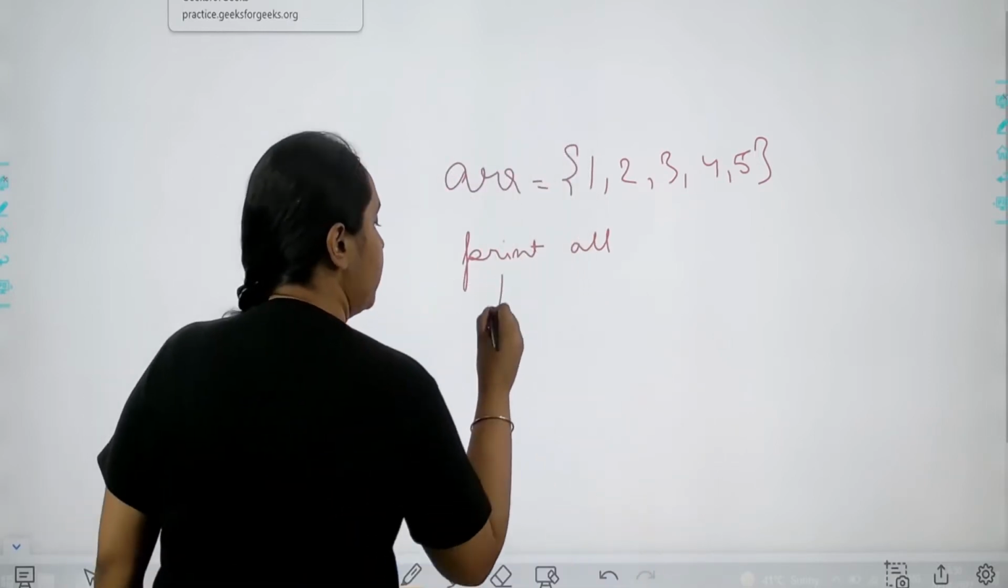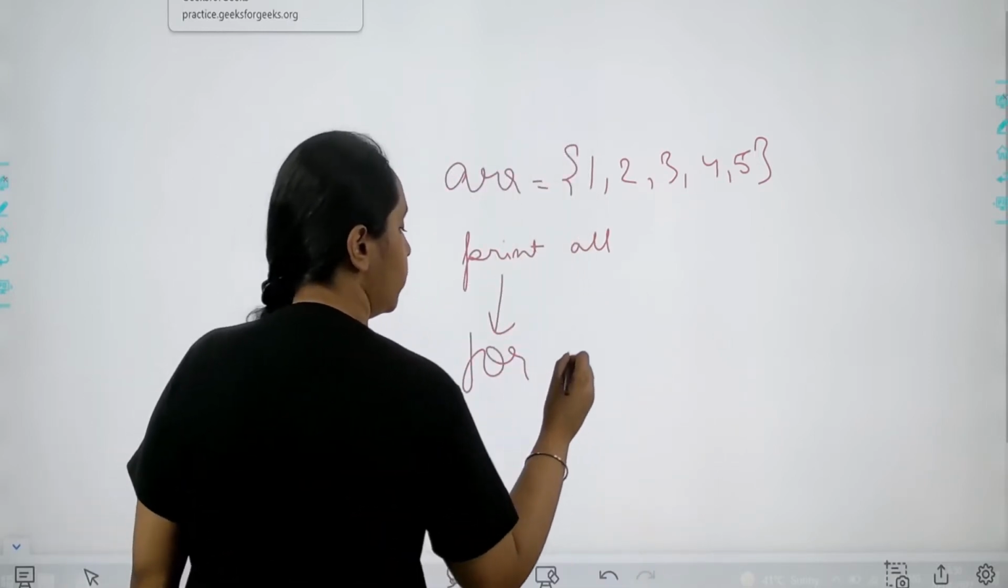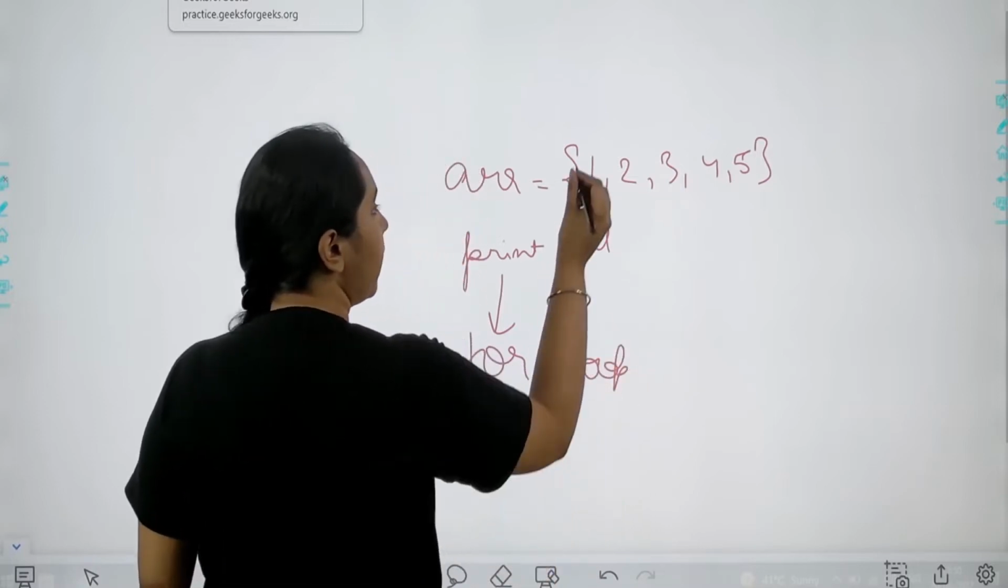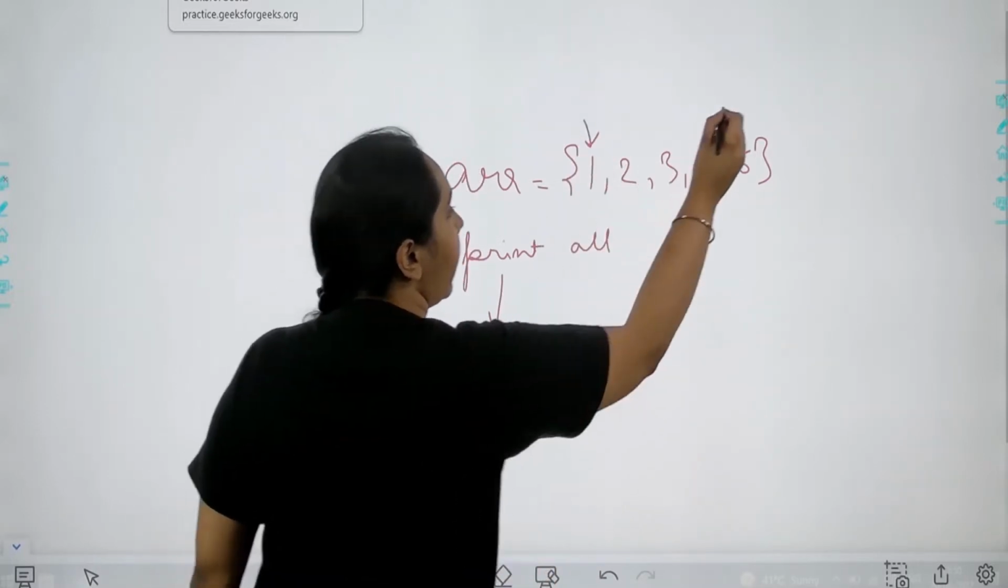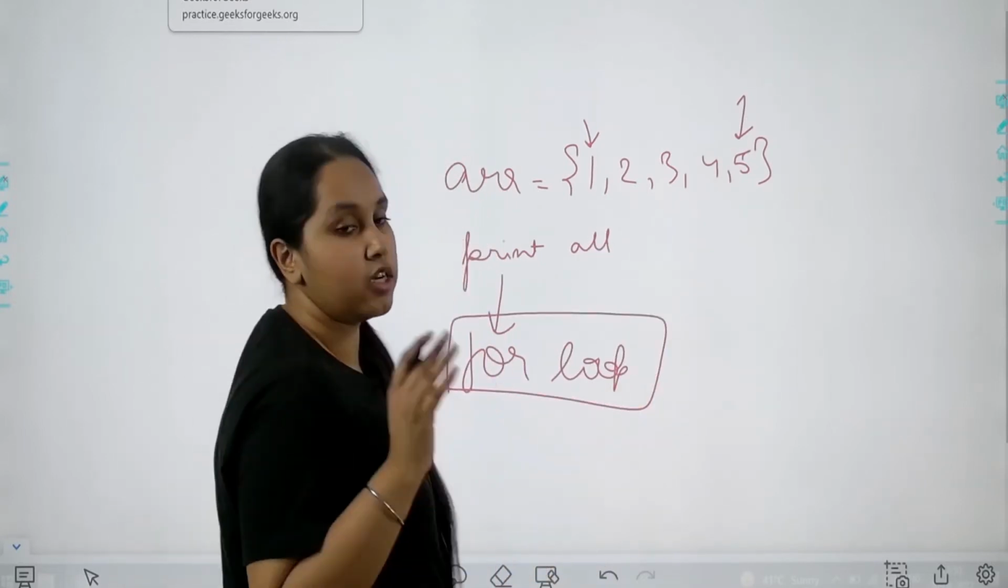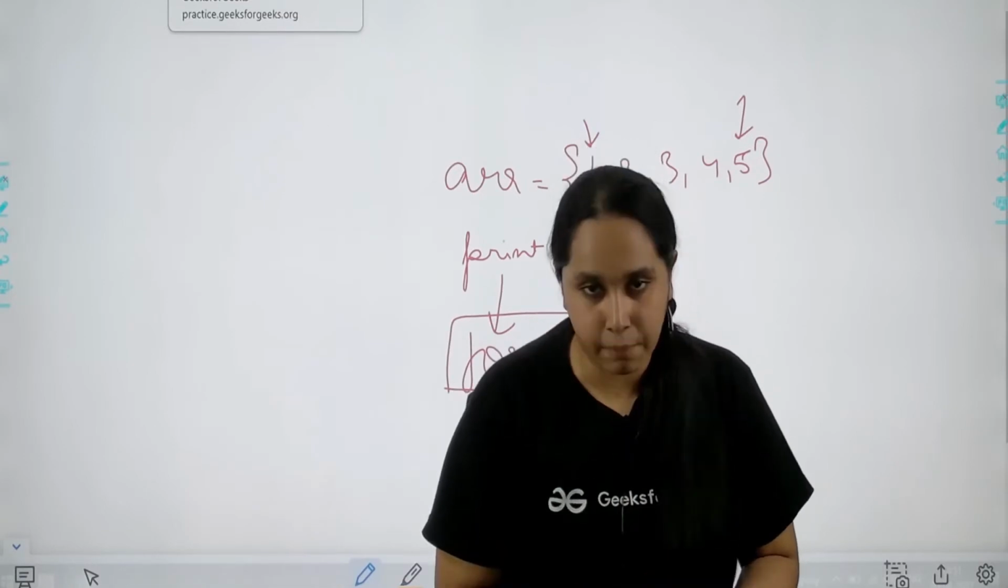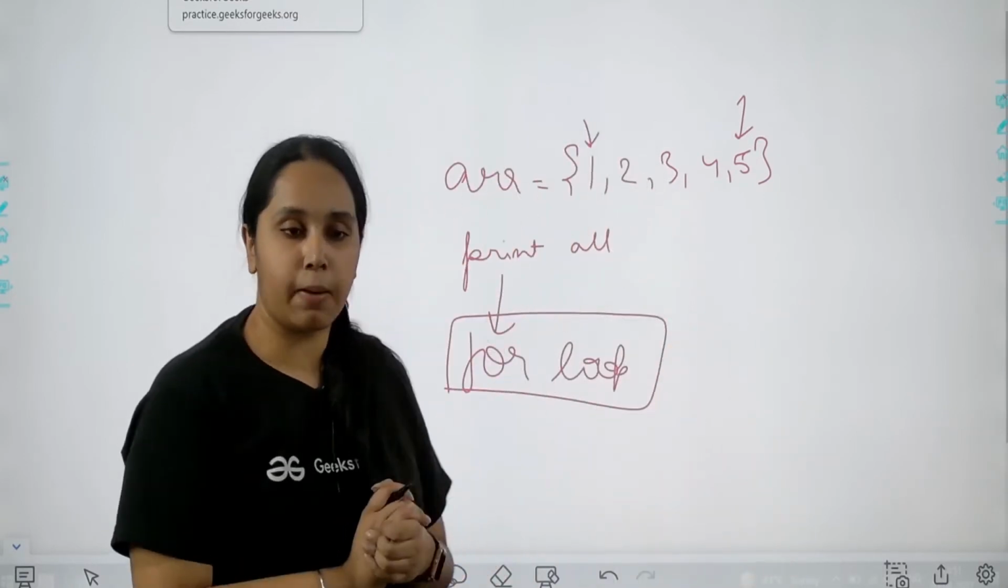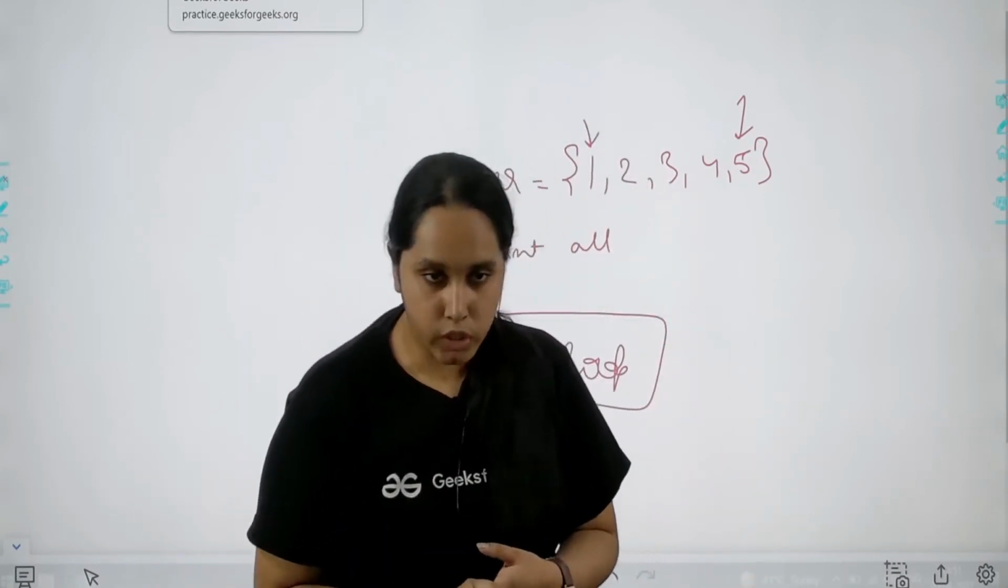So for doing this, I would use the for loop. Using the for loop, I would start from the first element and go till the last element. So using the for loop, I would print all the elements of a given array. This is the logic that we will apply. Now let's move forward to the code part.